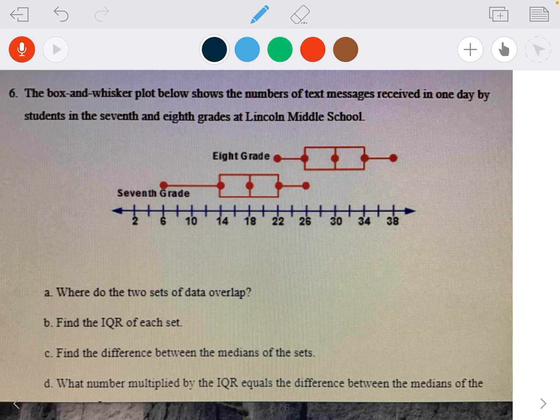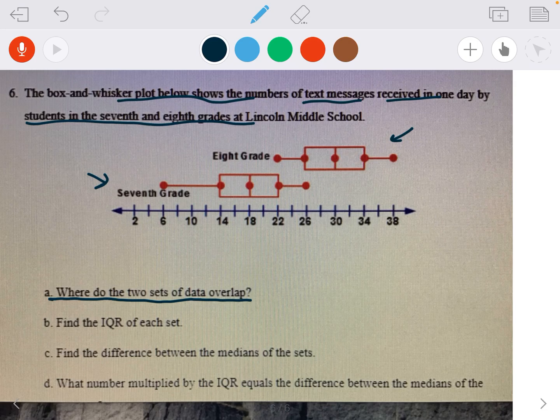Okay, here we go. The box and whisker plot below shows the number of text messages received in one day by students in the 7th and 8th grades at Lincoln Middle School. So you've got 8th grade here, you've got 7th grade down below. A, where do the 2 sets of data overlap? Well, you're looking for the overlapping areas. So where do these graphs overlap?